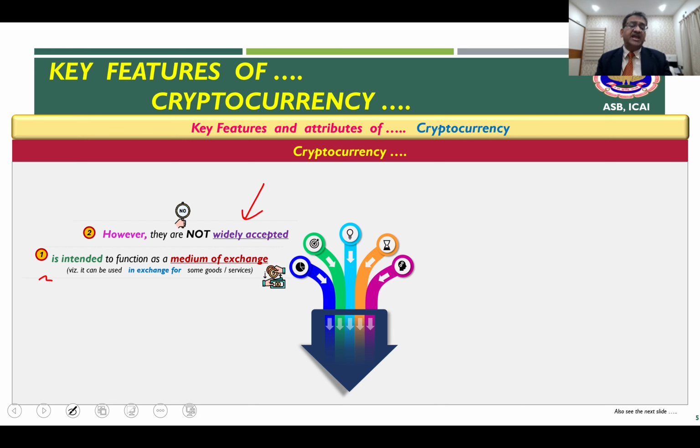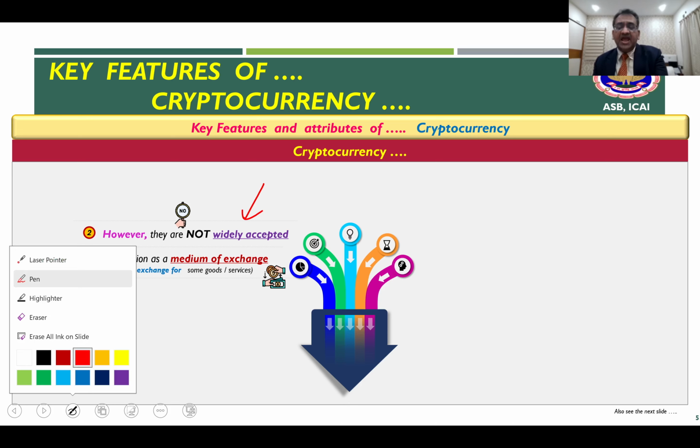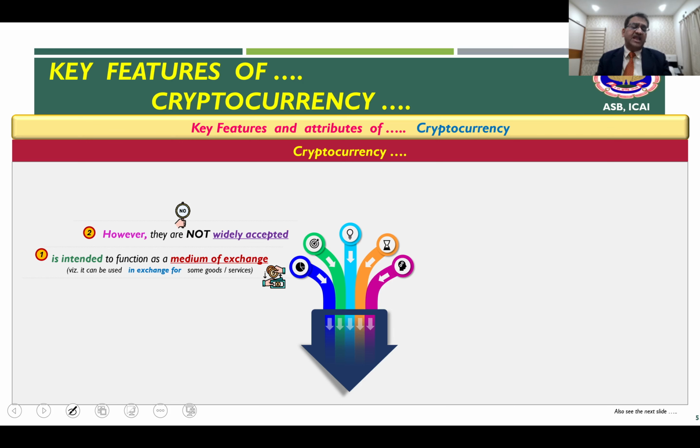Not that any and every counterparty will be willing to accept cryptocurrency like Bitcoin as the medium of exchange for goods and services. That means, if you have dollars or rupee, you can use that currency to buy goods and services. But if you have Bitcoin, it is not necessary that all counterparties will be able to accept those Bitcoins or the cryptocurrencies. Another feature we need to be aware of is that Bitcoin or the cryptocurrency is not used as a monetary unit in setting the price for goods and services.